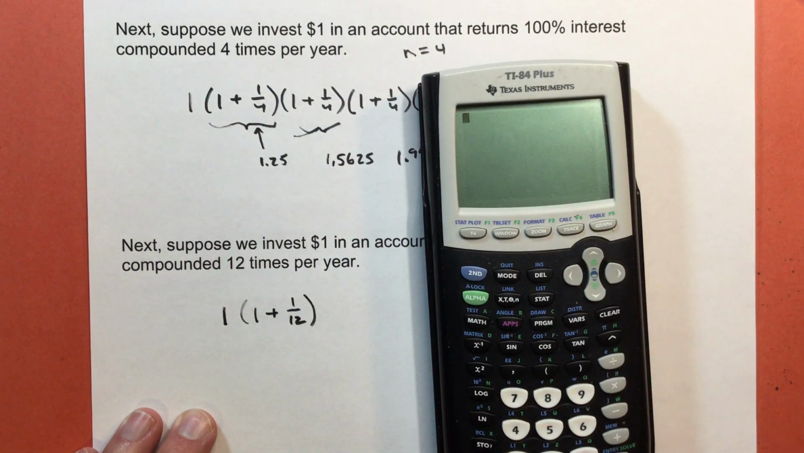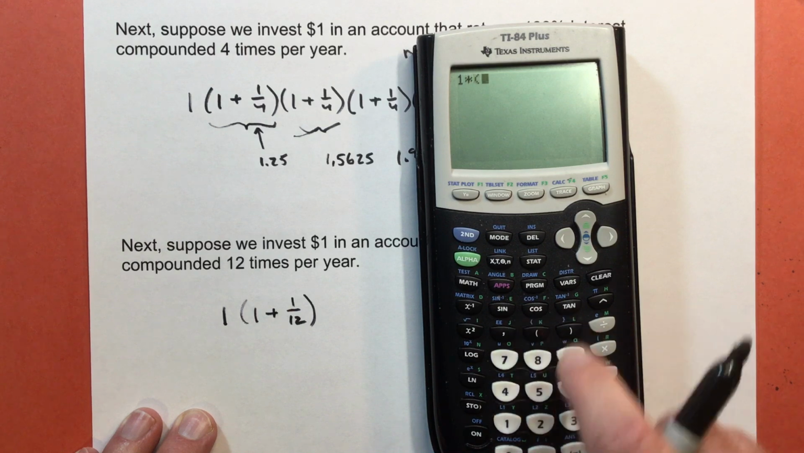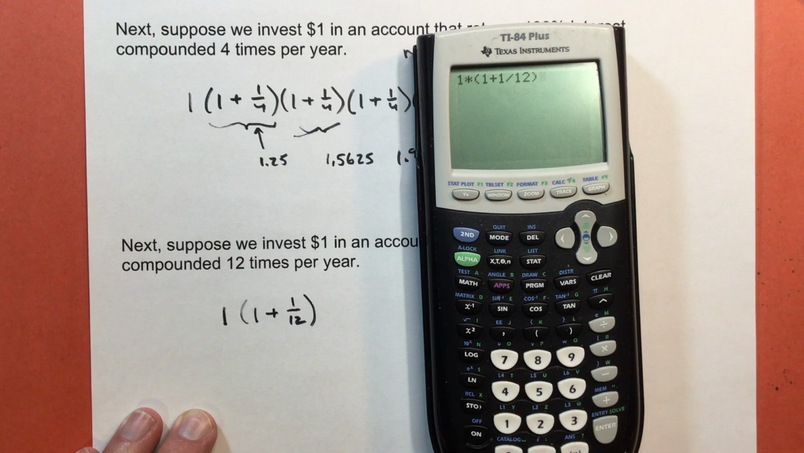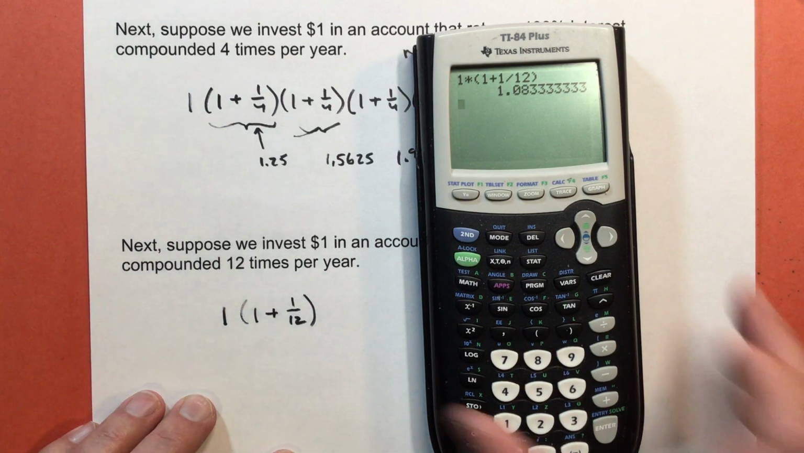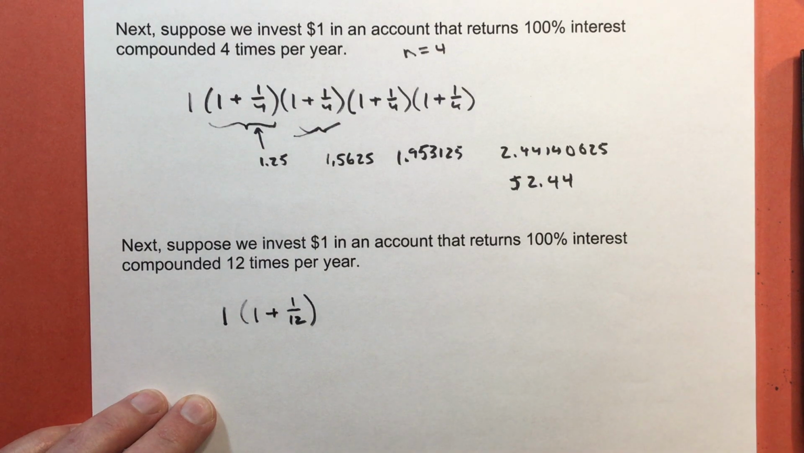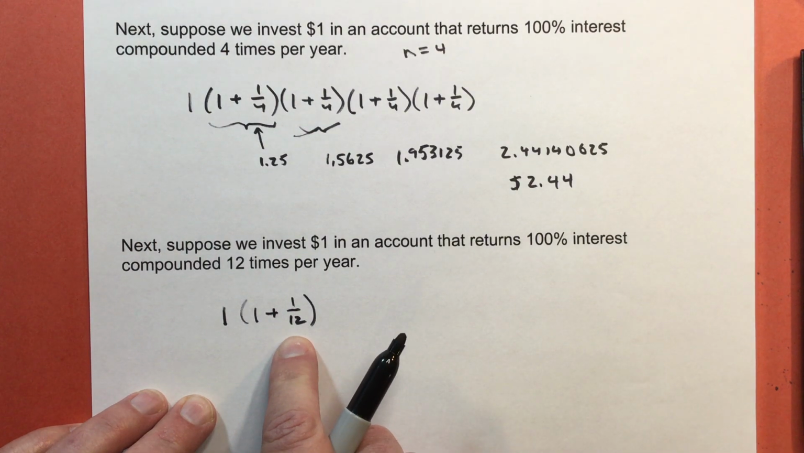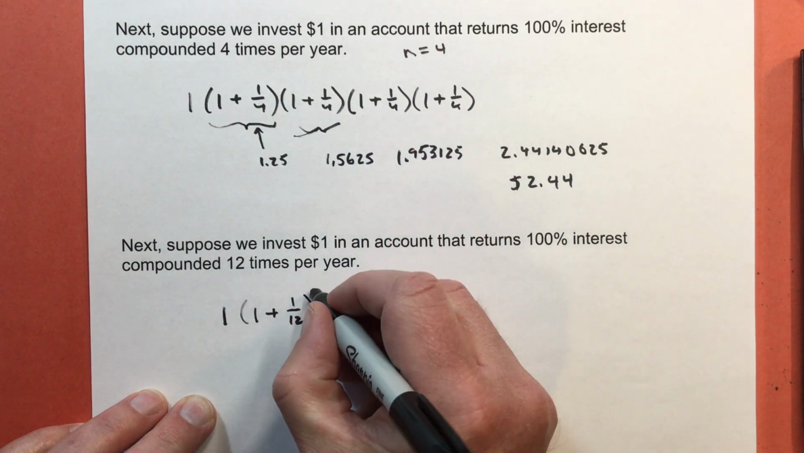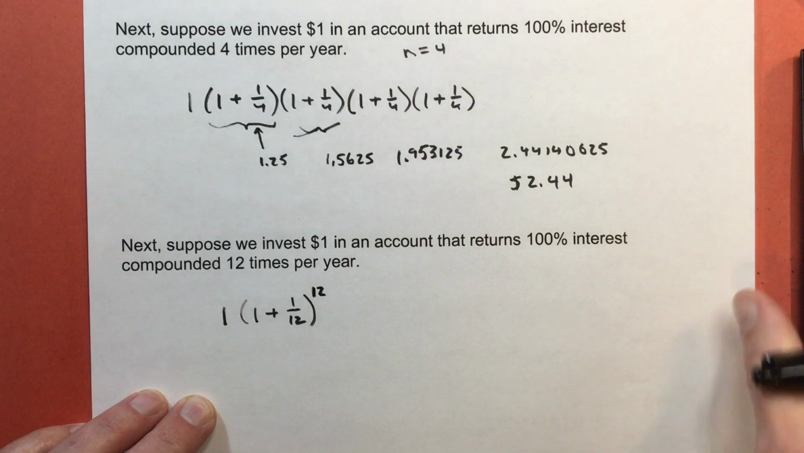All right, let's hit clear. And I'll do 1 times 1 plus 1 divided by 12. And after 1 month, my account is worth $1.08 and 1/3 of a cent. I put that back into the account and I do it again. And I check it every month. How many times do I check it? 12 times. So how many of these factors am I going to have? I'm going to have 12. So that's going to be to the 12th power.